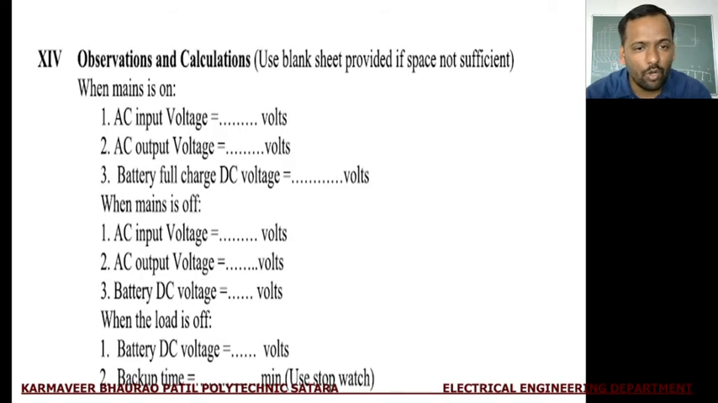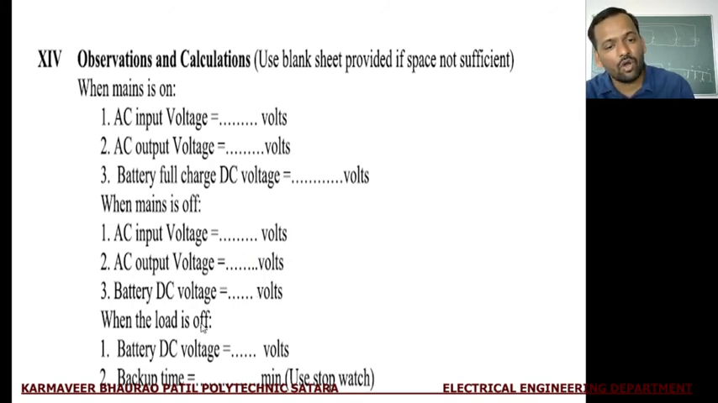If we see the observations and calculations of this experiment, when mains is on, meaning we are keeping supply on, we measure the AC input voltage, meaning input to the inverter, then the AC output voltage, meaning output of the inverter, then the battery full charge DC voltage, meaning output voltage of the battery. Now if we make this supply off, then the AC input voltage will be 0 volt, then the AC output voltage, whatever it may be, then the battery DC voltage.